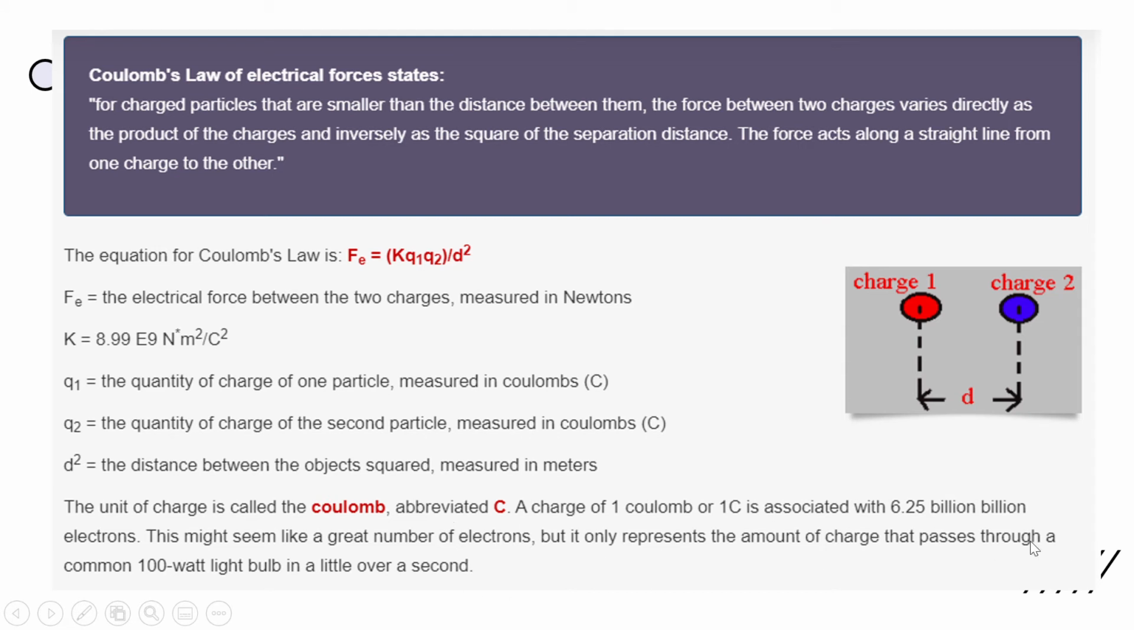And right here we have an observation. The unit of charge is called the coulomb, and it will be abbreviated as letter C. A charge of 1 coulomb, or 1C, is associated with 6.25 billion electrons. This might seem like a great amount of electrons, but it only represents the amount of charge that passes through a common 100-watt light bulb in a little over a second.